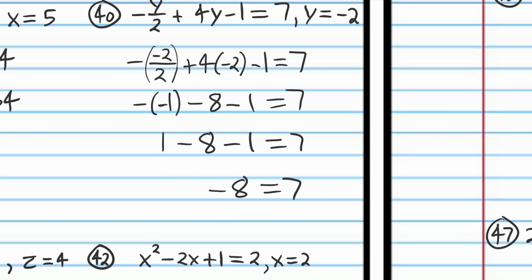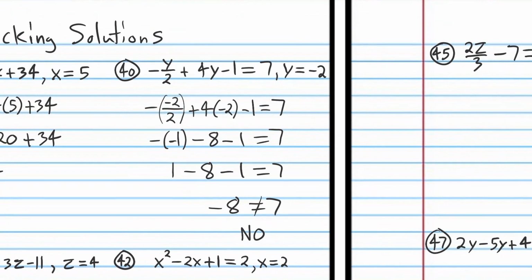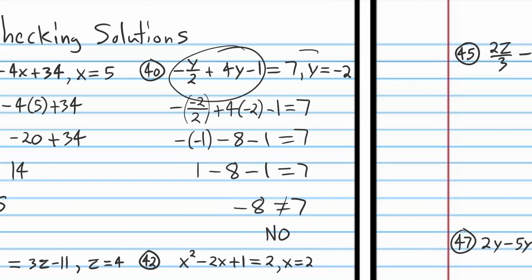Is that correct? No, it's not. So we write a slash right there, and we say no, because y equals negative 2 is not a solution to that equation, because negative 8 does not equal positive 7. So again, you evaluate the left side of the equation, you evaluate the right side of the equation, and if the sides equal each other, then the solution is correct.